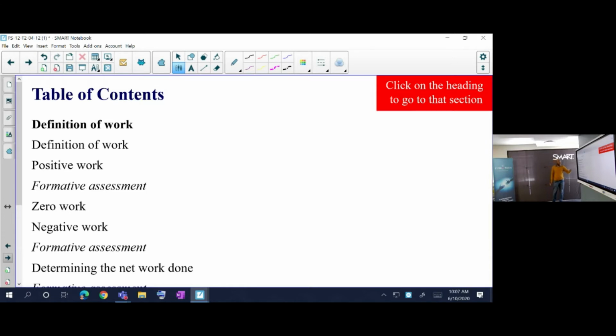Okay, and then we have zero work and negative work. We're just going to look at them as well, and the formative assessments. So you have to be ready with your calculators. You have to be ready with somewhere you can write so that you can work out when it comes to formative assessments. Okay.